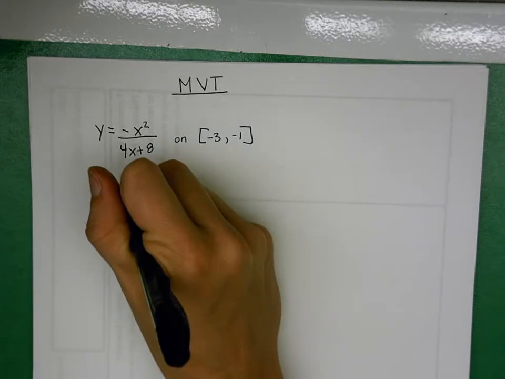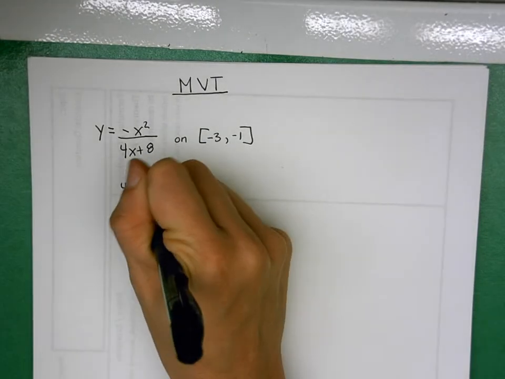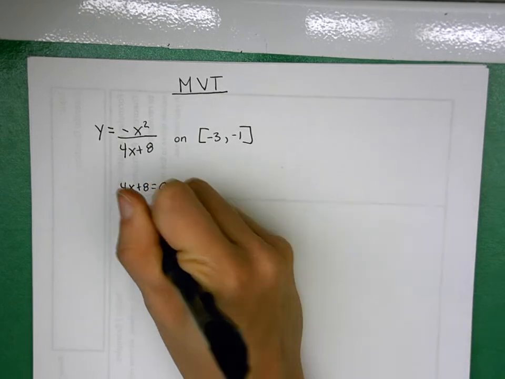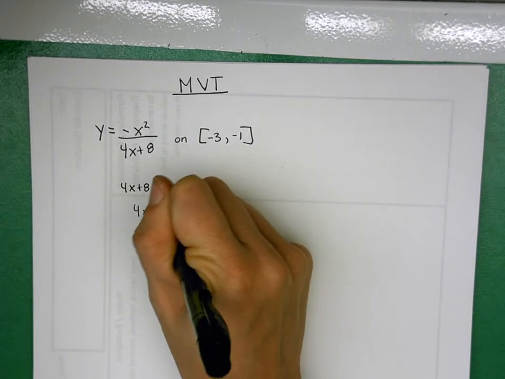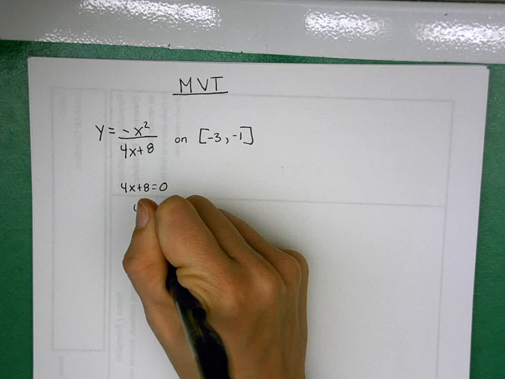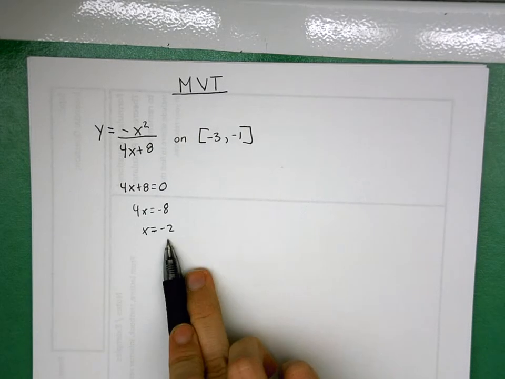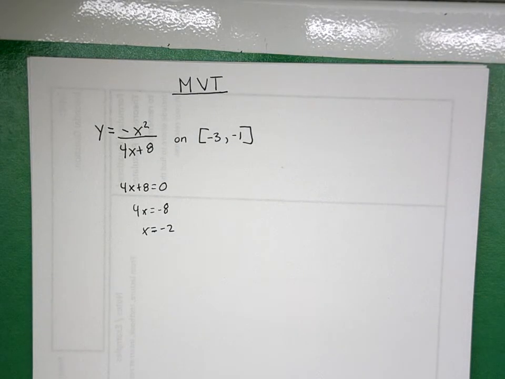And in this case, because I have a discontinuity, a place where 4x plus 8 equals 0, at negative 2, and negative 2 is on that interval, then I can't use MVT. And so that's what you'd say. You can't guarantee a c because MVT requires that there is no discontinuity on the interval, and in this particular case there's a discontinuity at x equals negative 2, which is on negative 3 to negative 1. So you can't use it.